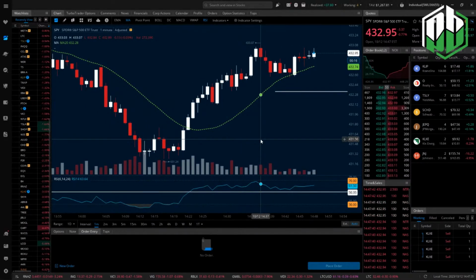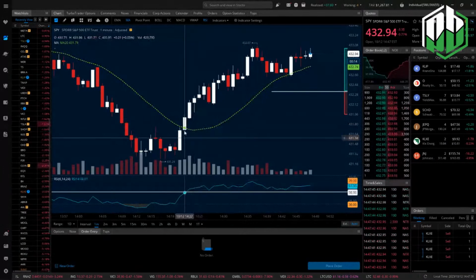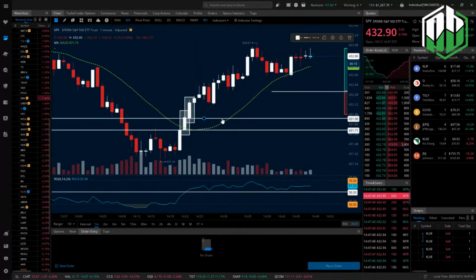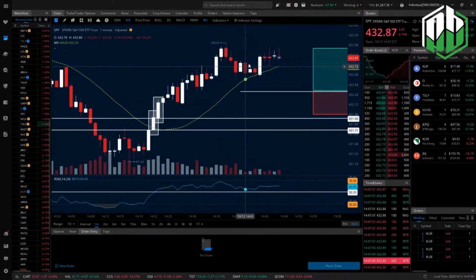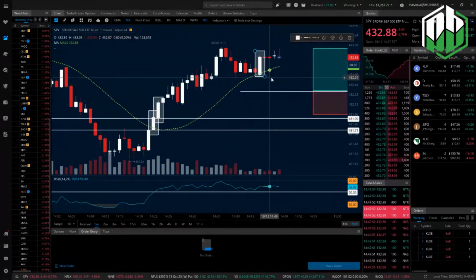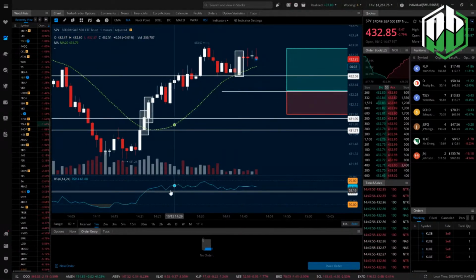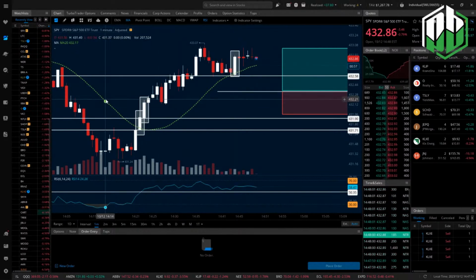Well, would you look at this? You guys see this? RSI is over 50. Candle, stop loss. Like it's not too hard, guys. We don't need to complicate trading any more than it already is. The RSI is over 50. We got some candles here. We got some candles there.